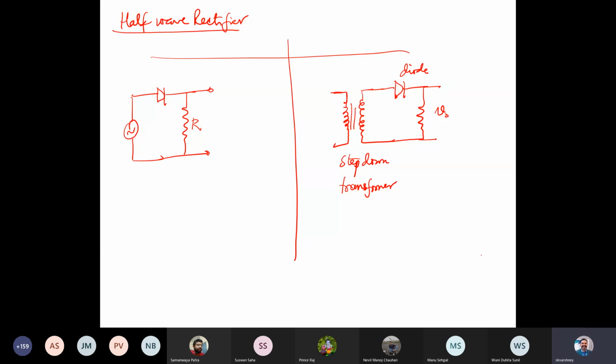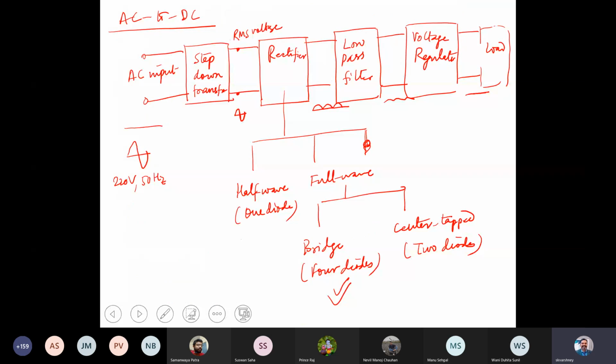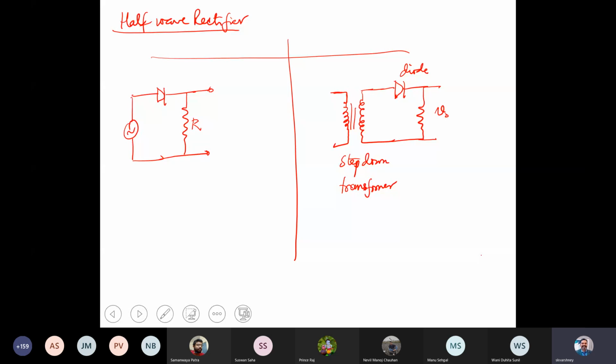So please see now. The output we are now taking across the resistor. What I showed you in the previous one was the output across the diode, so we were getting that kind of characteristic. Now we are just taking the output across the resistor.